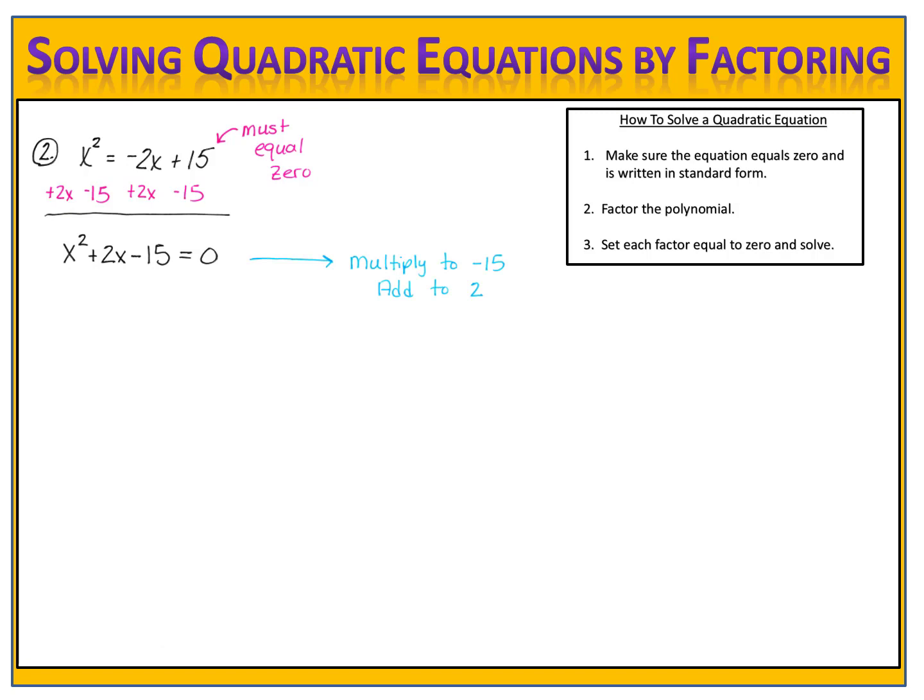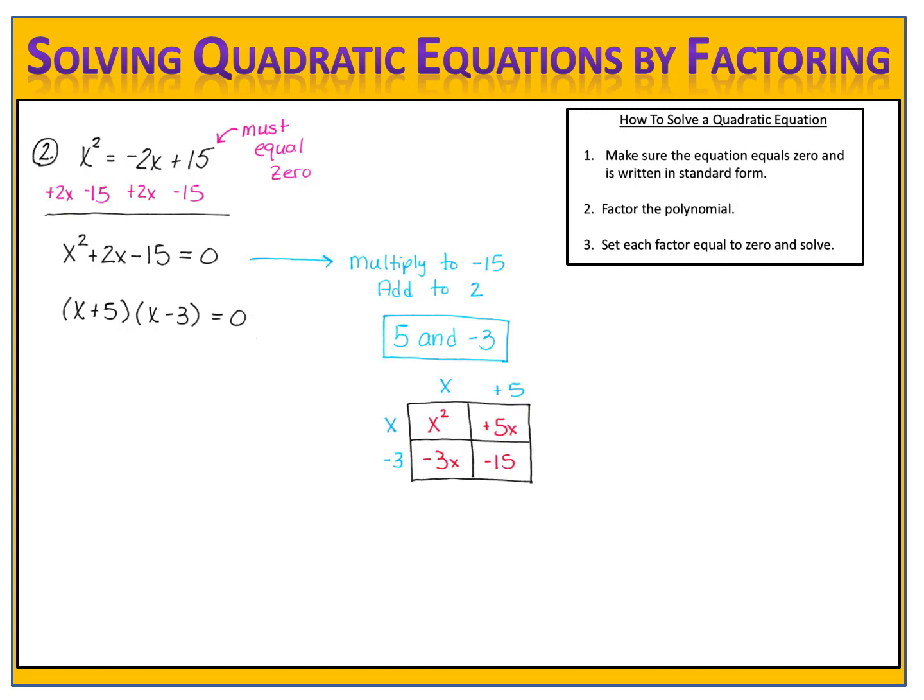We're looking for numbers that multiply to negative 15 and add to 2. Those numbers are 5 and negative 3. Because the leading coefficient is 1, it's very easy to take the numbers and write the factored form. X plus 5 times x minus 3 equals 0. Of course, if you wanted to, you could always find the factors by using the grid.